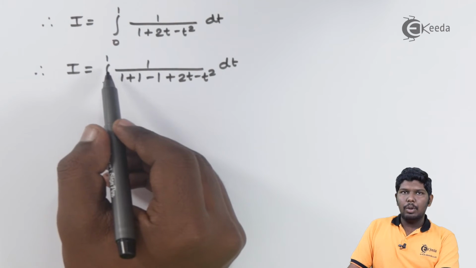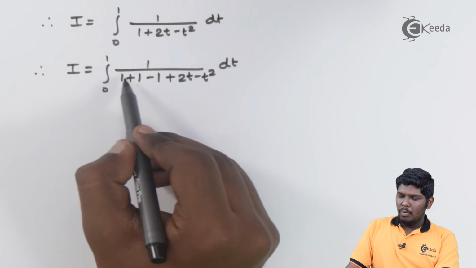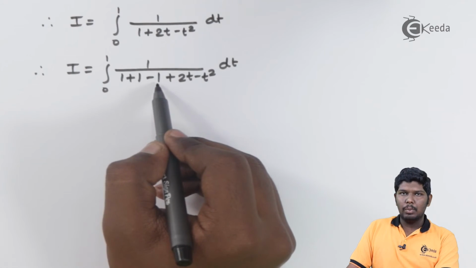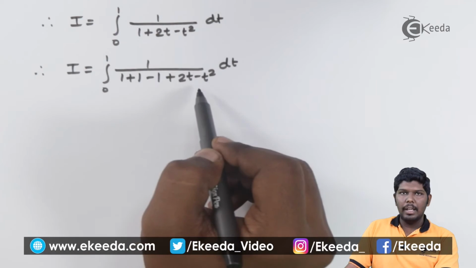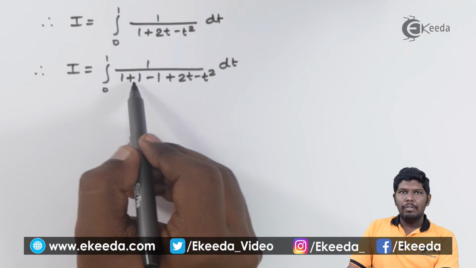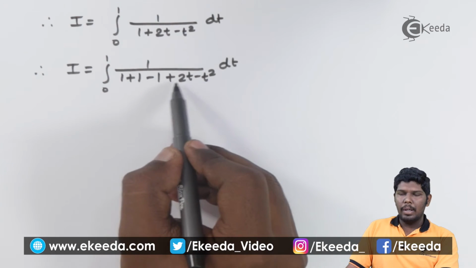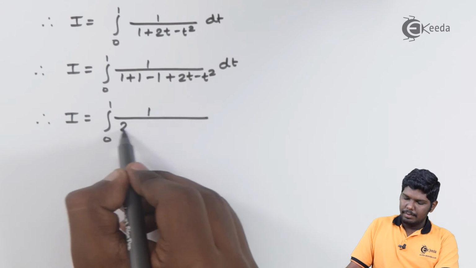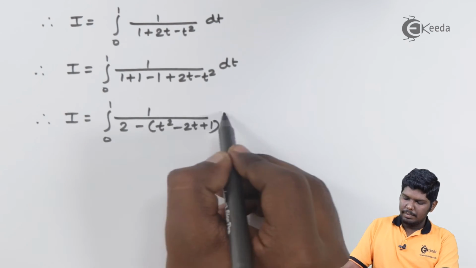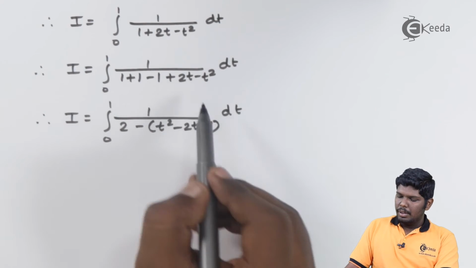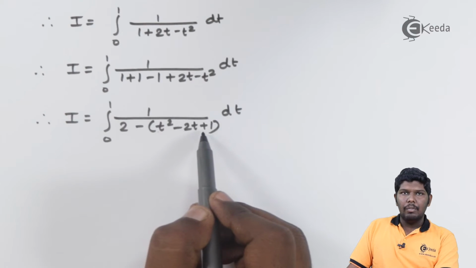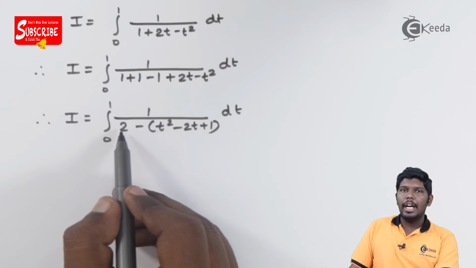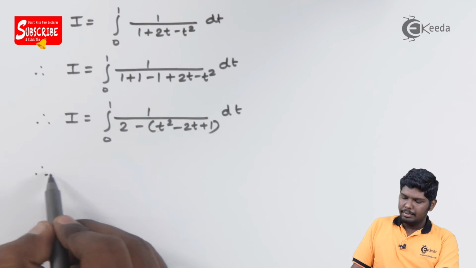This will give you integral 0 to 1, 1 upon 1, giving the positive third term, plus 1, balancing it by minus 1, and further we have plus 2t minus t square. 1 plus 1 will give you 2, and minus will be taken common from all the three terms. This will give you t square minus 2t plus 1, which can be reduced as (t minus 1) the whole square. And at the same time, we can write 2 as (root 2) the whole square.